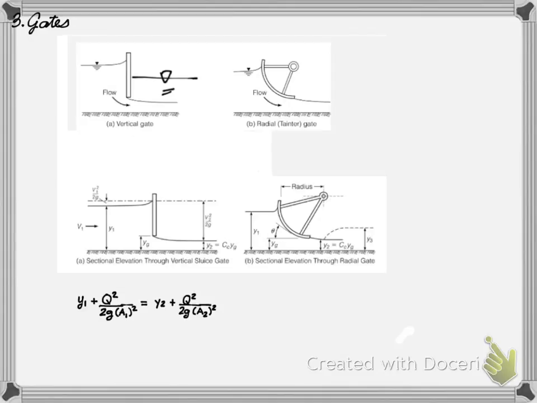Next, we will discuss gates. Gates are structures used to control flow and to create a known water surface. Calculating the depth of flow is based on the energy equation, where the energy upstream of the gate and downstream of the gate are equal. These schematics show both a vertical sluice gate and a radial gate. In both cases, you can see that the energy equation upstream is equal to the energy equation downstream.